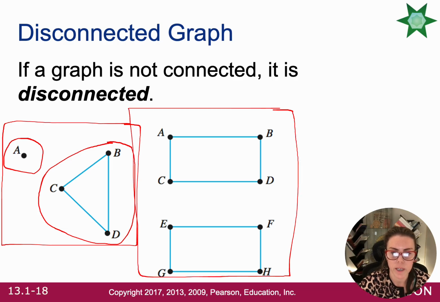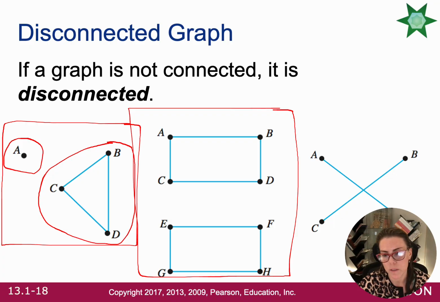Here's another example of a disconnected graph, because considering this whole thing, if you start at B, you cannot get to F within this graph. And from other ones as well. So you can see that it's disconnected.